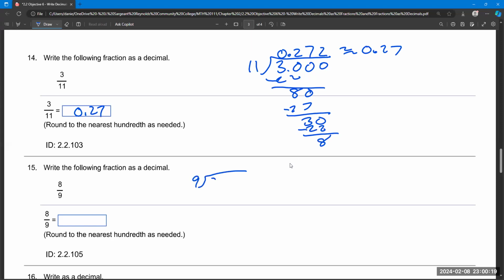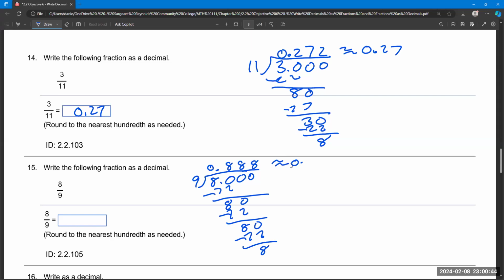Nine into 8, it's going to go 8 times, 72. 8, you should start to see a pattern here. 8, 72, remainder 8. 8, 72, remainder 8, and so on. We're rounding to the nearest hundredth, so it is 0.89.